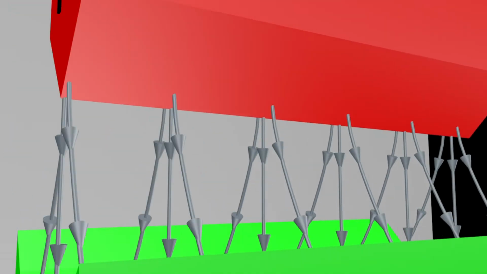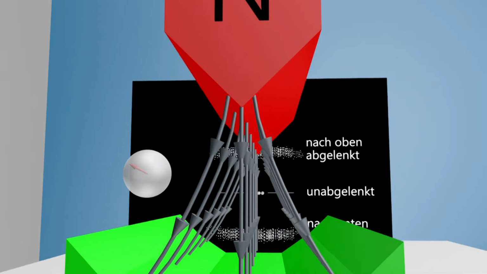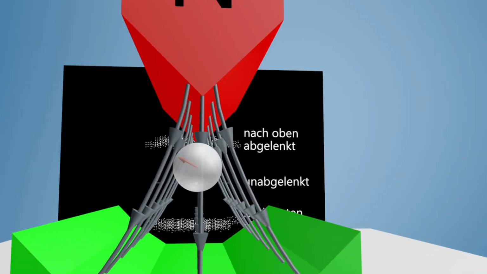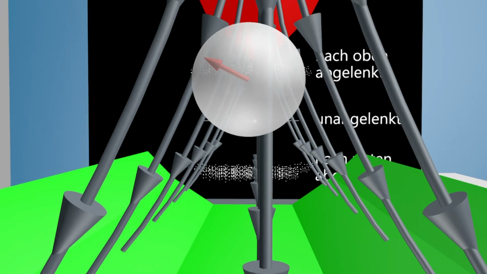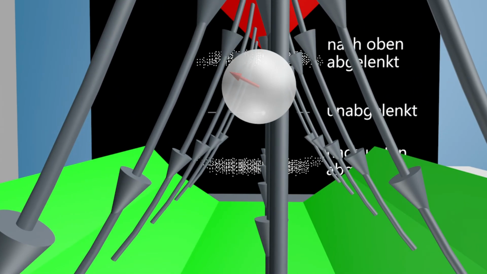But the silver atom has an unpaired electron. If this enters the magnetic field, it aligns itself either in the direction of the North Pole or in the direction of the South Pole. The most important thing is the alignment before entering the magnetic field.